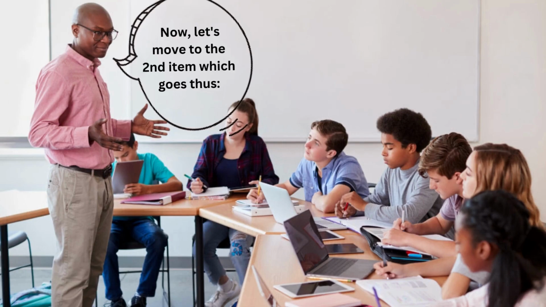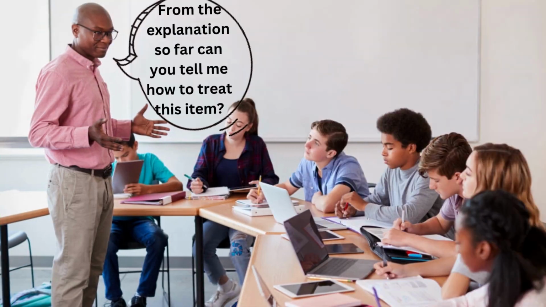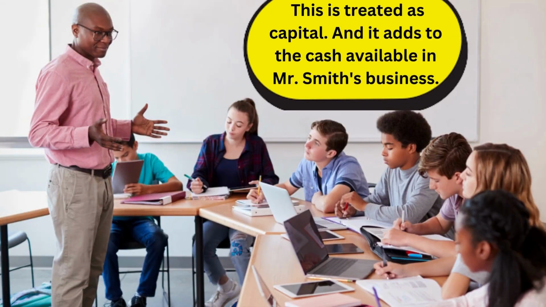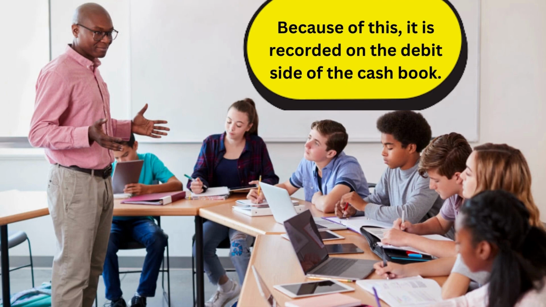Now let's move to the second item, which goes thus. May 2nd, started business with cash of 2,300 naira. From the explanation so far, can you tell me how to treat this item? This is treated as capital, and it adds to the cash available in Mr. Smith's business. Because of this, it is recorded on the debit side of the cash book.